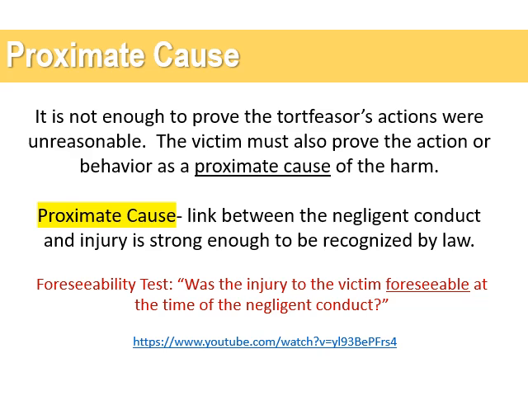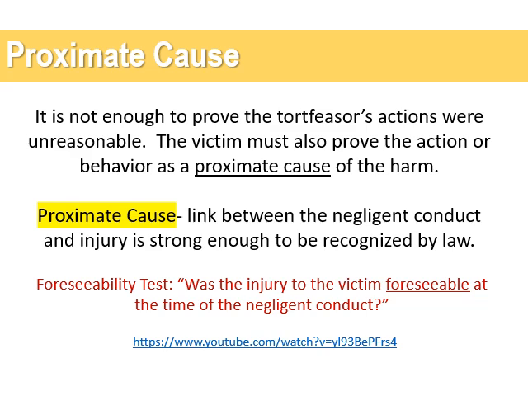So now the third element that needs to be proven in a negligence suit is proximate cause. It is not enough to prove the defendant's actions were unreasonable. Even if we prove that failing to leash your dog in a public place was unreasonable, we need to go a step further. The plaintiff must also prove the action or behavior was a proximate cause of the harm. Was it a direct result? Well, in our example, it's a very clear yes. My failure to leash my dog was unreasonable, and because of that, the dog bit the plaintiff and caused bodily harm. There's a proximate cause there.